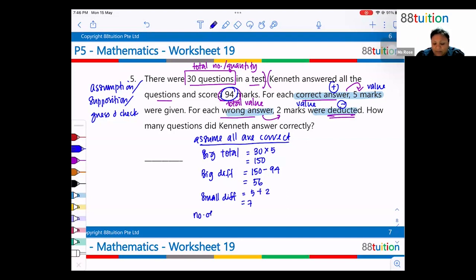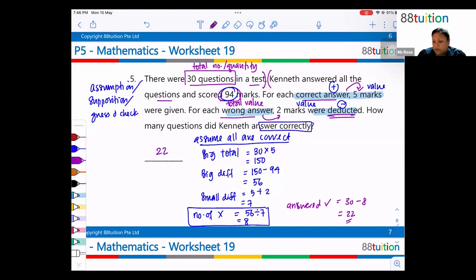So to find the number of wrong questions would be, I take 56 divided by 7 to give me 8. So these are number of questions that you get wrong, but the question didn't ask for wrong questions. It asks for answered correctly. So that means answered correctly would be, I take 30 minus 8 to give me 22. Okay?